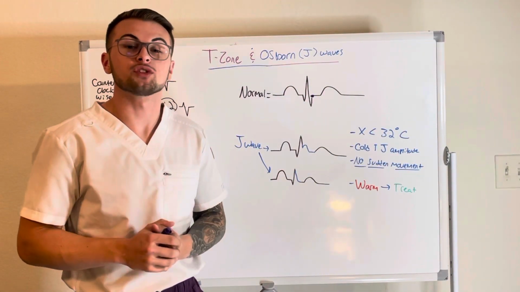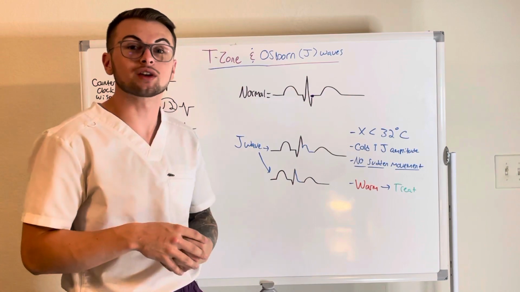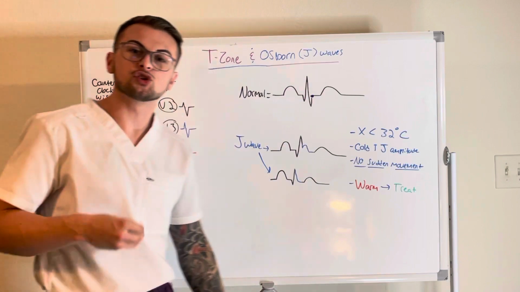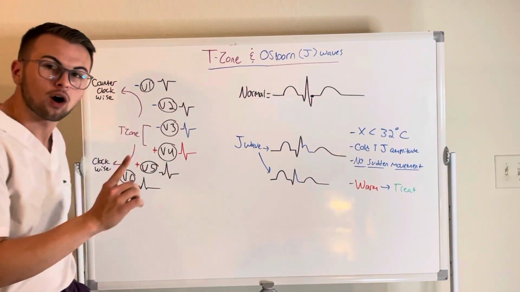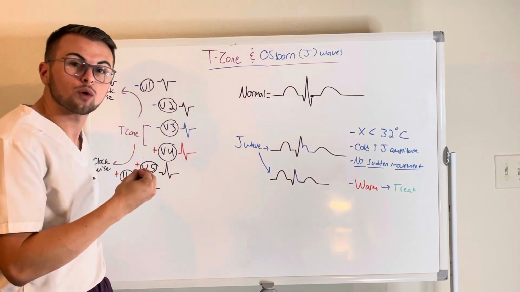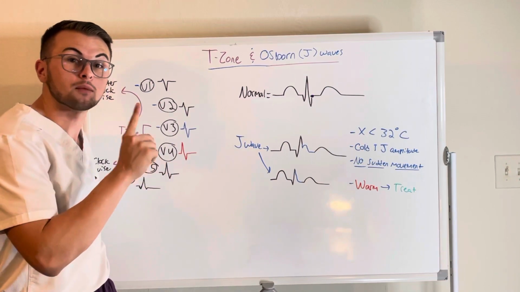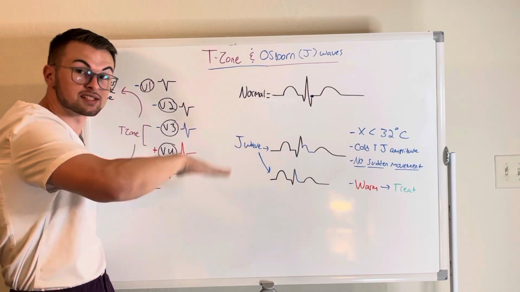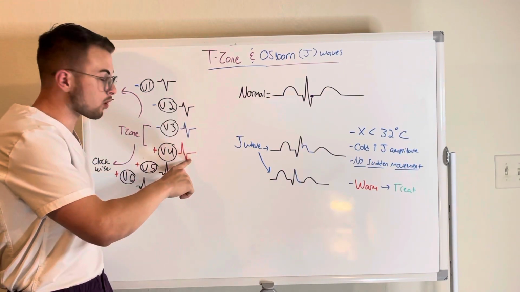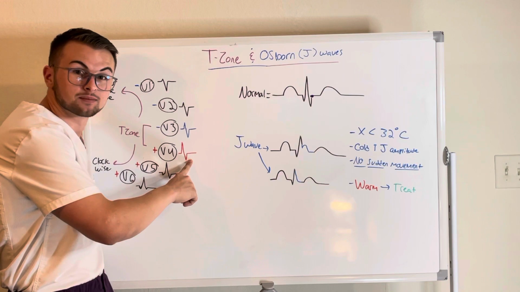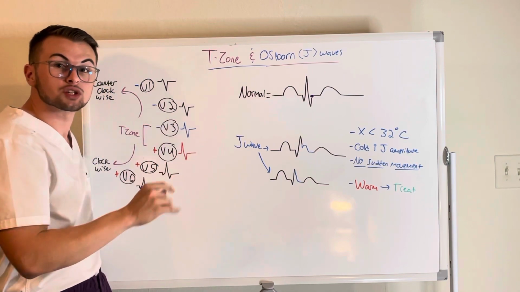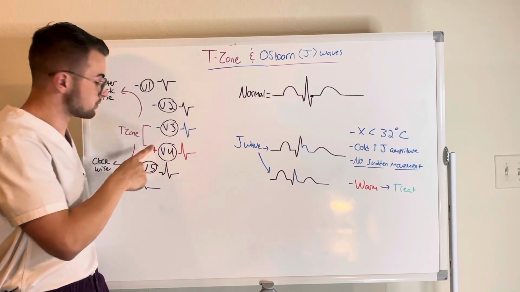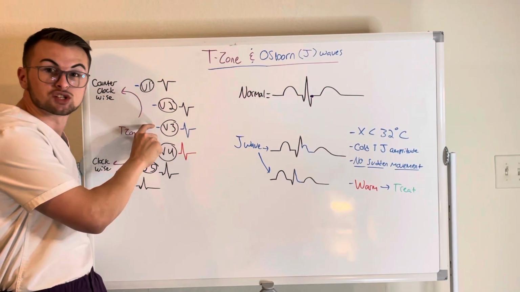Today we're going to go over the transition zone and then we're going to look at Osborne waves, also called J waves. So the transition zone is simply the part of the EKG where the QRS complex transitions from a mostly negative complex, meaning that most of the QRS complex is negative, to a more positive QRS complex. The transition zone usually occurs between the negative V3 to a positive V4. So we would say that this is the transition zone.